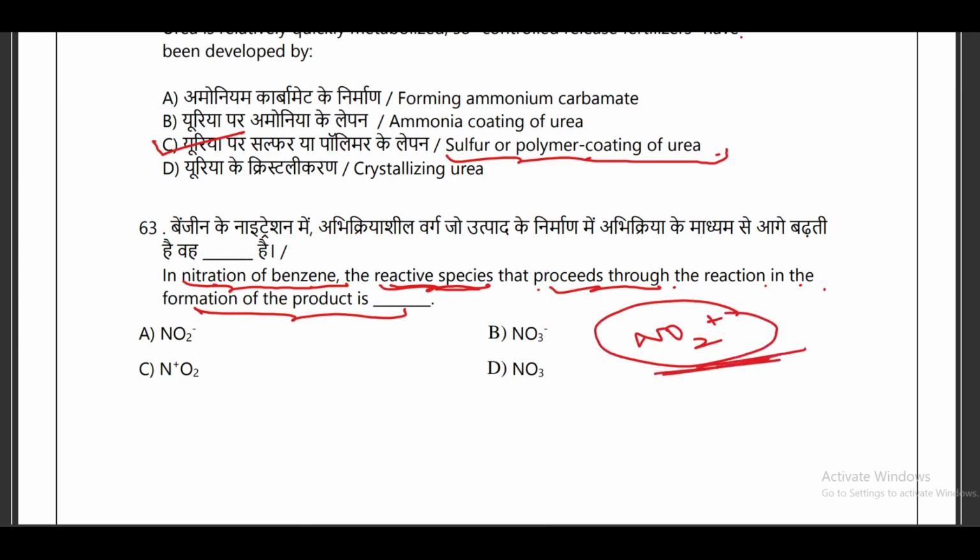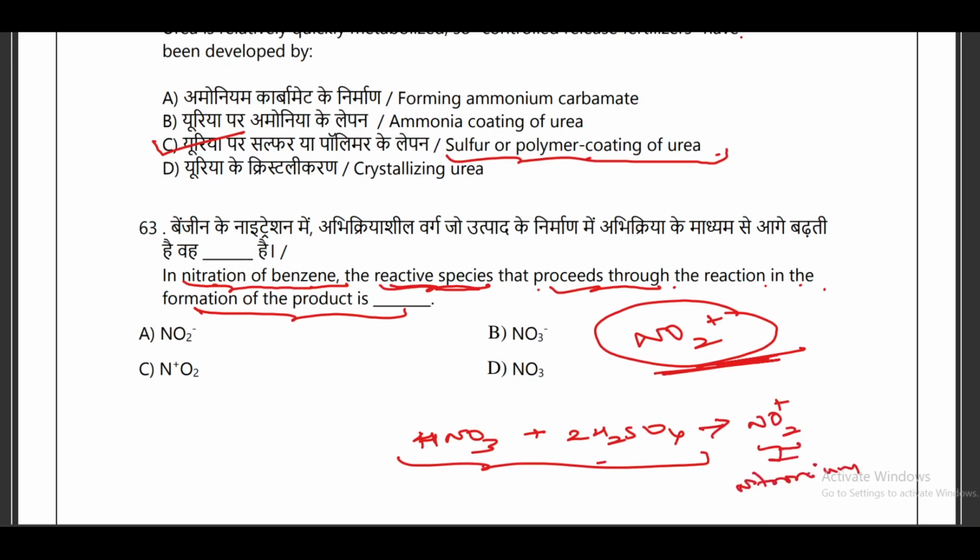This ion is generated by the reaction of nitric acid plus sulfuric acid. During the nitration of benzene you will add nitric acid and sulfuric acid, and first of all these will react with each other to obtain the nitronium ion, NO2 positive, plus HSO4 negative plus H3O positive. This nitronium ion, generated due to the reaction of concentrated nitric acid and sulfuric acid, then reacts with benzene to form nitrobenzene through an electrophilic aromatic substitution mechanism.